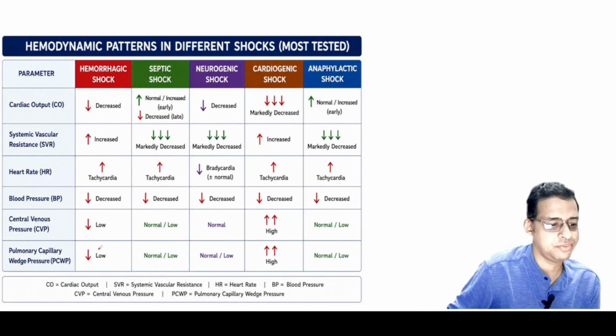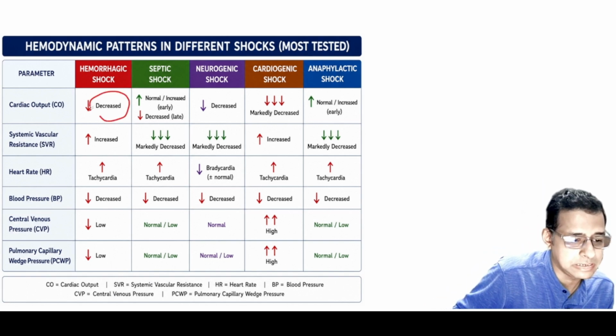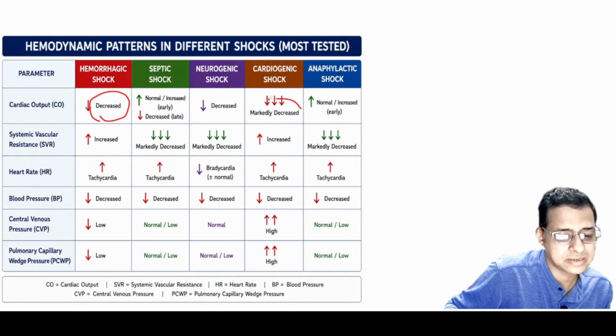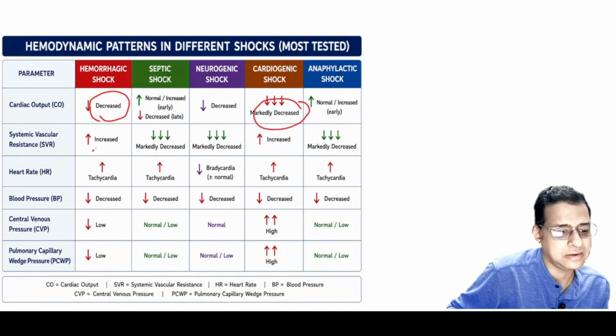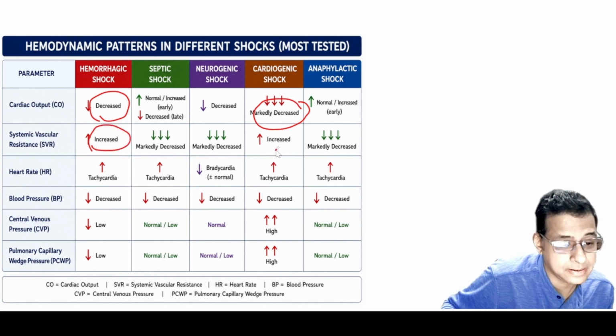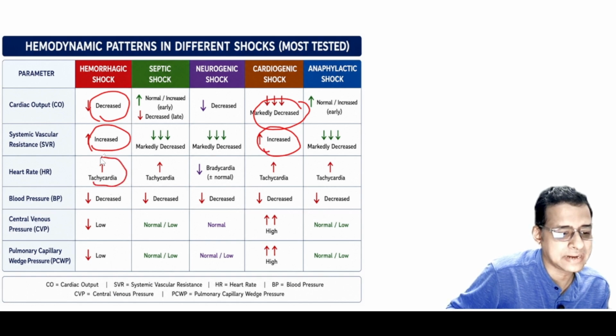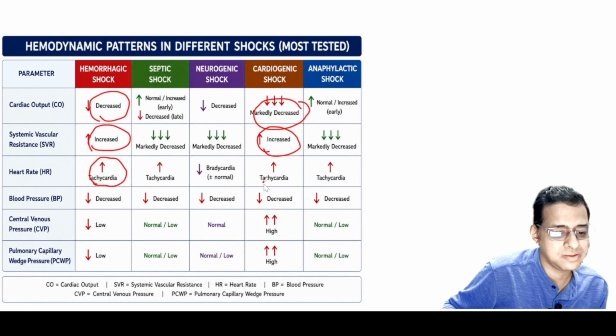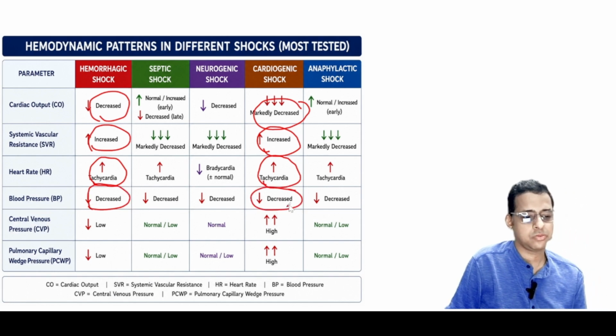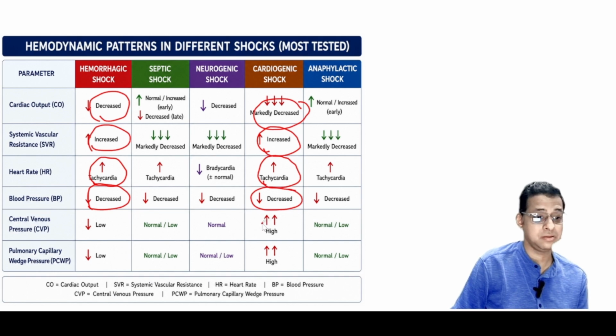And here's the cardiac output. You can see it is decreased in hemorrhagic shock, and in cardiogenic, it is still decreased. Okay, and systemic vascular resistance is increased in hemorrhagic, and in cardiogenic it is increased here. Okay, and heart rate, tachycardia in hemorrhagic shock, and similarly heart rate is tachycardia in cardiogenic shock. Blood pressure is again decreased, and here also blood pressure is decreased. So these four parameters are similar in both, because the causes are different.